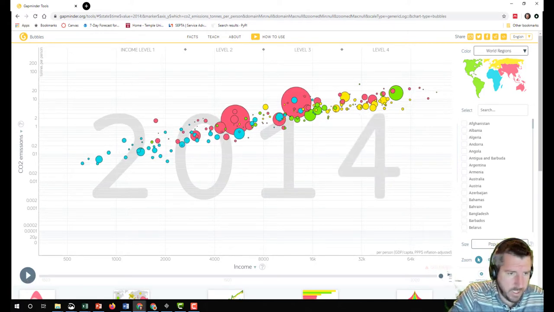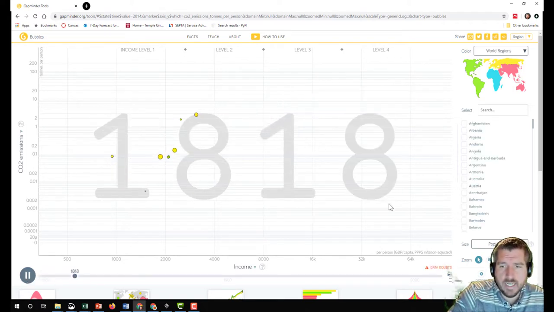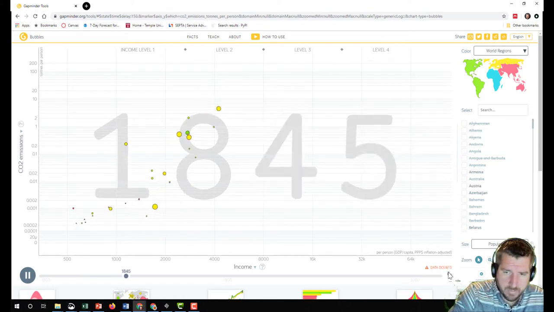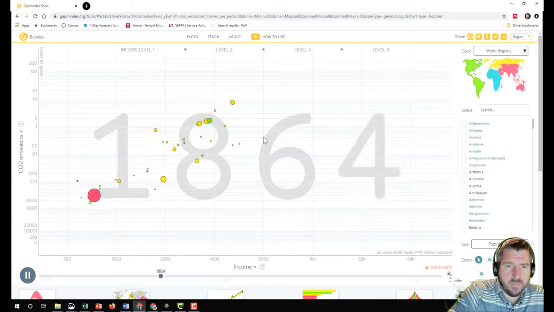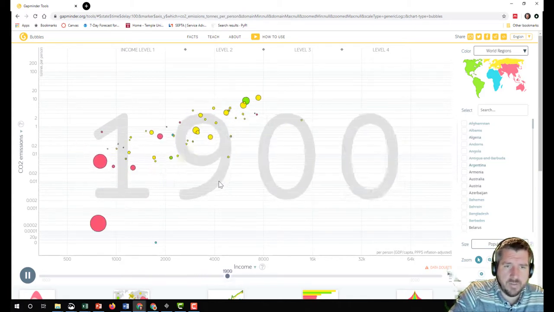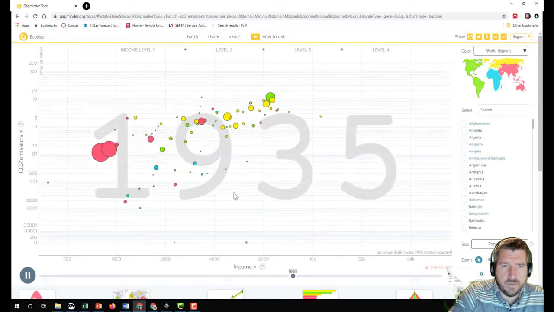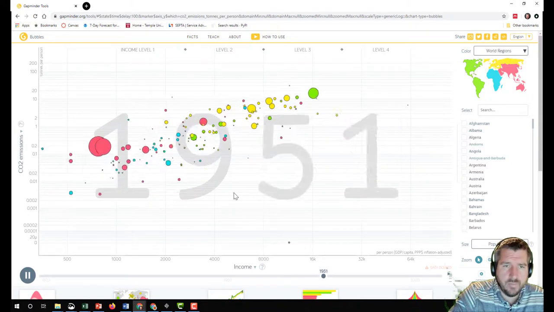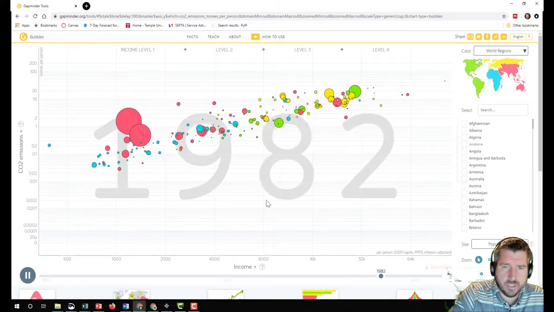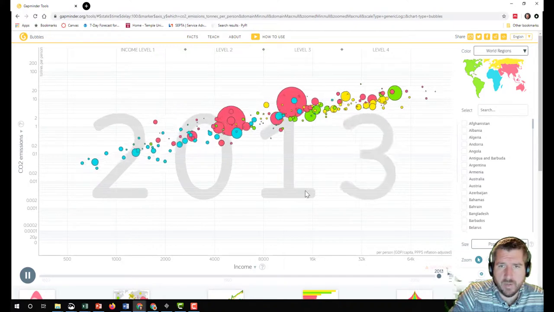So if we do that again, it starts with 1810 or so. I'm going to speed it up considerably. You can speed it up here, so I'm going to go to the fastest we possibly can. Dots are popping up, not because new countries are being created all the time, but because the data exists for those countries. And you can see that throughout history, especially once the Industrial Revolution hit, the more income you have, the more CO2 emissions you have.